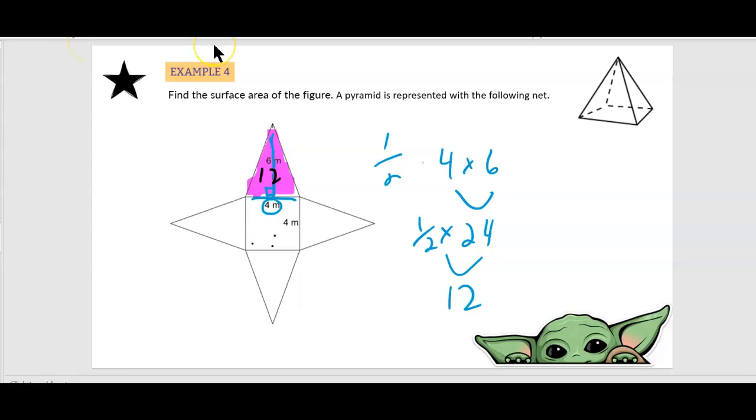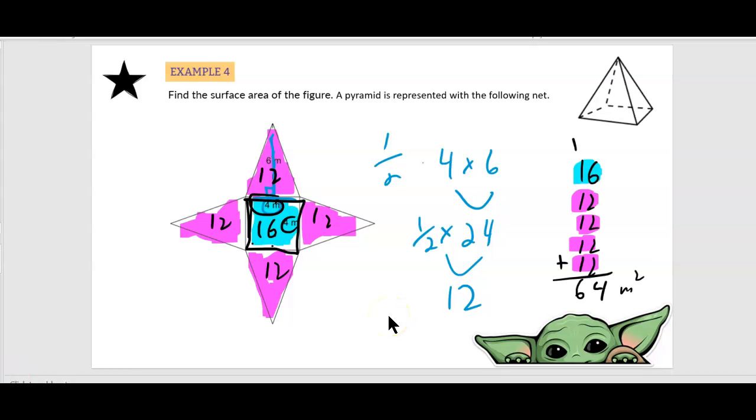We have 1 12, 2 12s, 3 12s, and 4 12s. And don't forget, we also have 4 times 4 here for this square, which is 16. 16 plus 12 plus 12 plus 12 plus 12. Okay, add them all up. 16 plus 12 plus 12 plus 12, 64 meters squared.